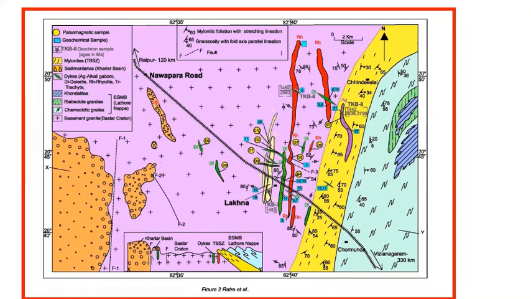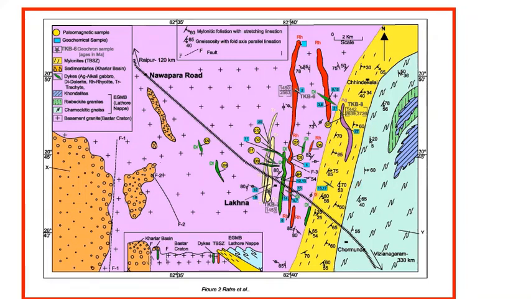of the Lakhna area. Now you can see the eastern part is the Eastern Ghat Mobile Belt, this light green color, in which there are some charnockite bodies. Now this yellow color is the shear zone or the thrust. You can see the strike and dip. They are northeast-southwest striking, mylonitic foliation with down-dip stretching lineation.